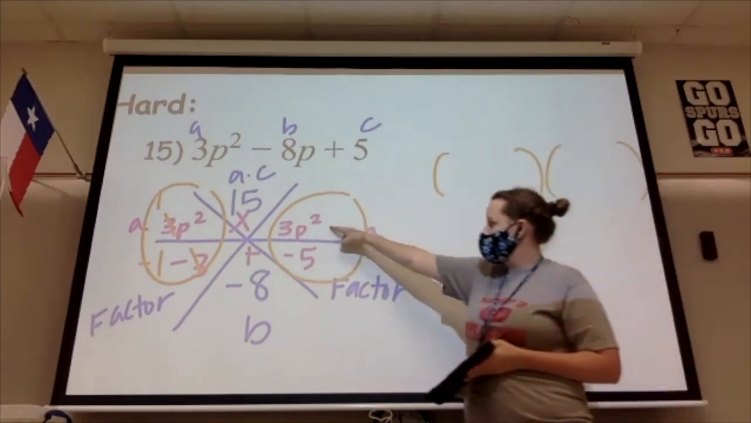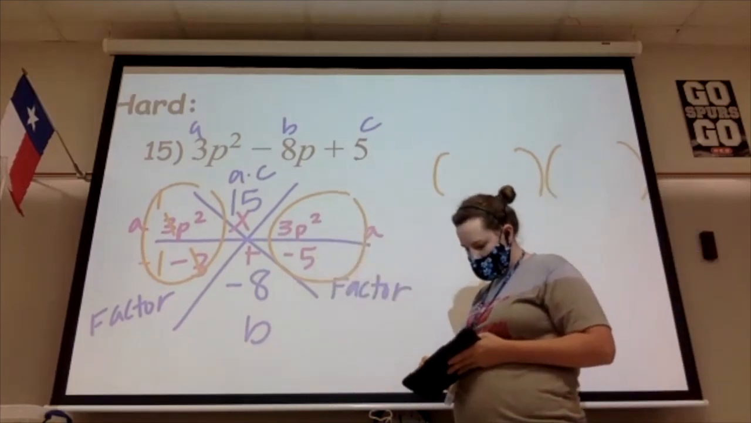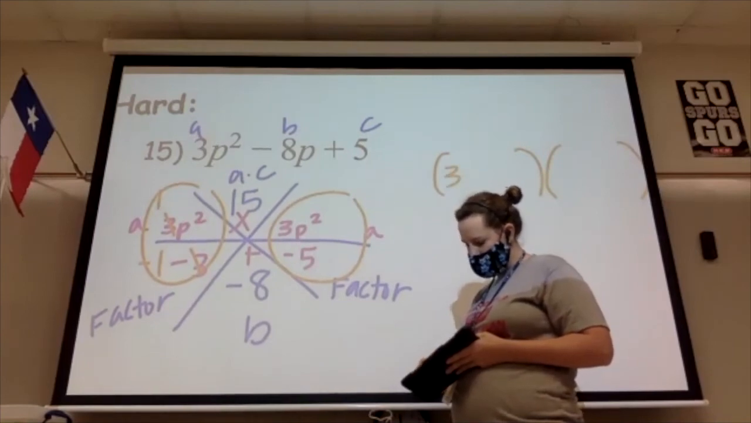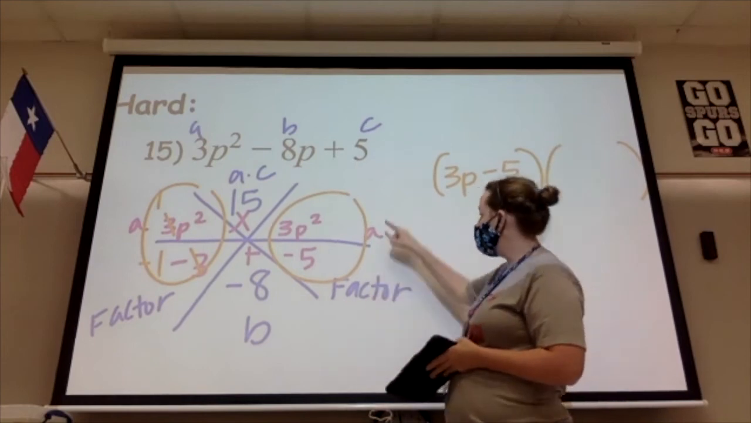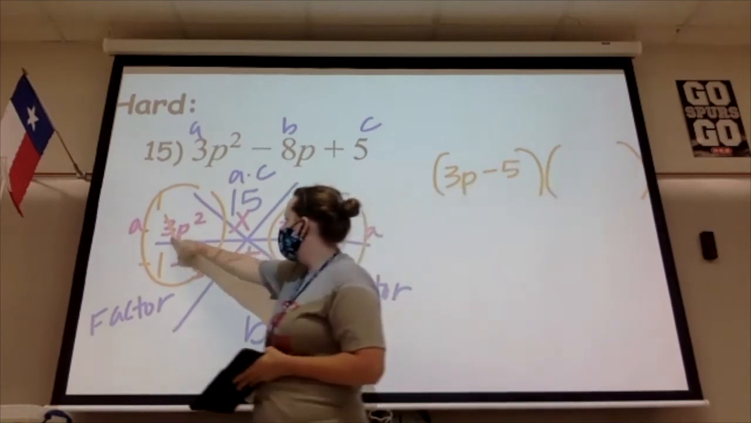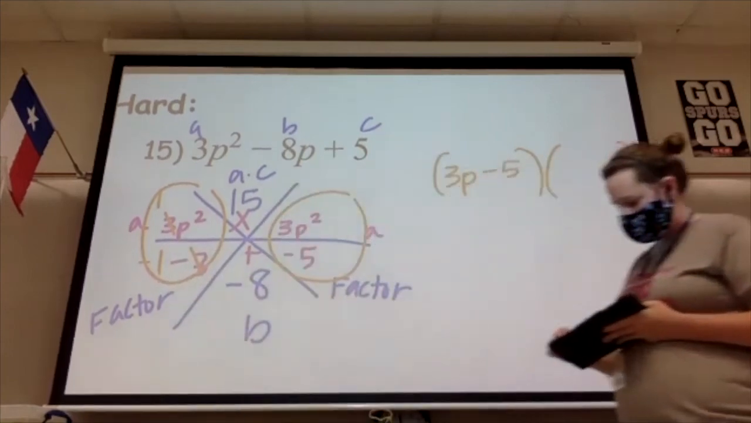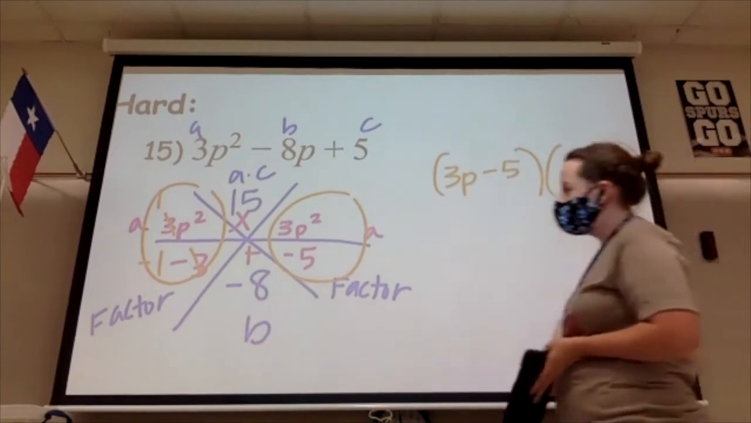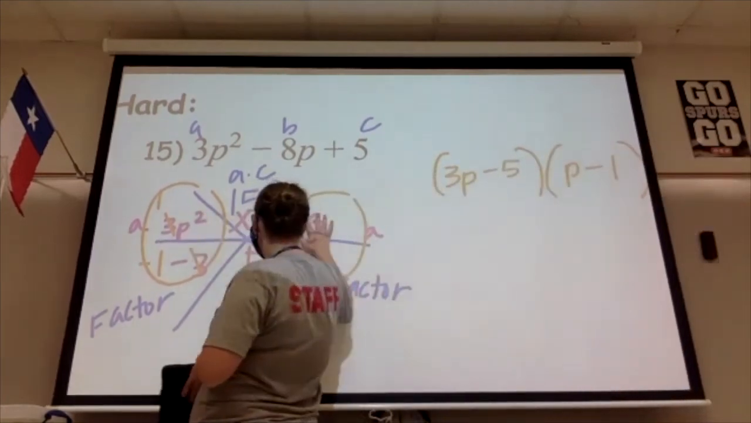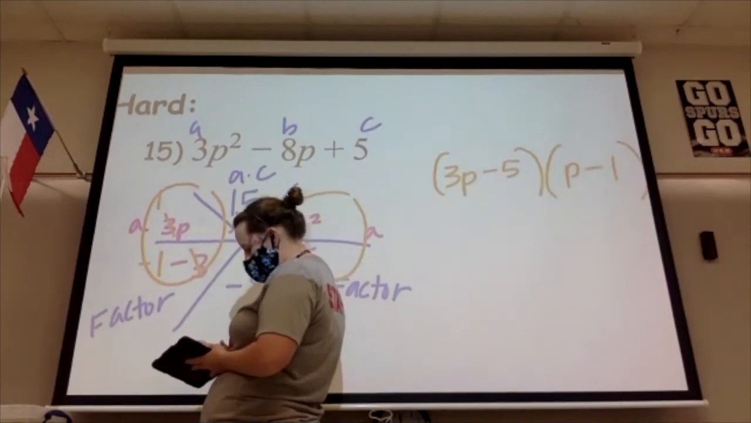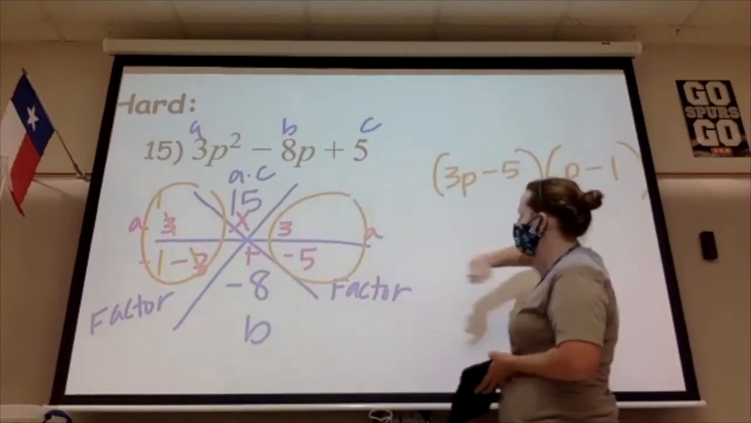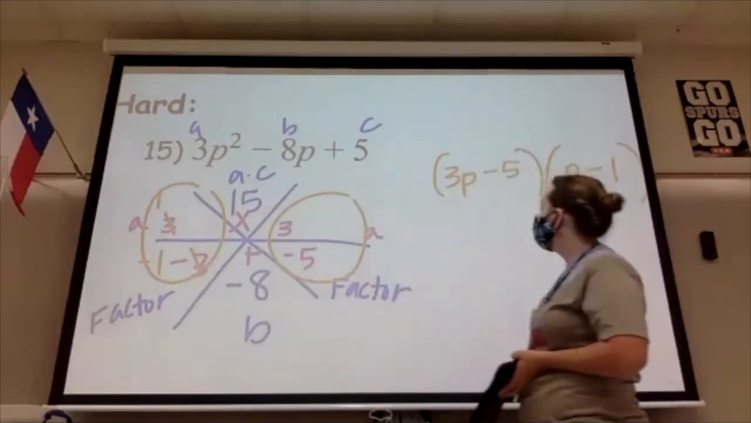So this right here is 3p squared minus 5. No, it's just going to be 3p minus 5. And then over here, I have a 1 and a minus 1. So this is just going to be p minus 1. Okay. Honestly, you don't have to write this p part if you don't want to, because just like we did before, you would have your p and your p. Now we just have to know that we have a coefficient here.